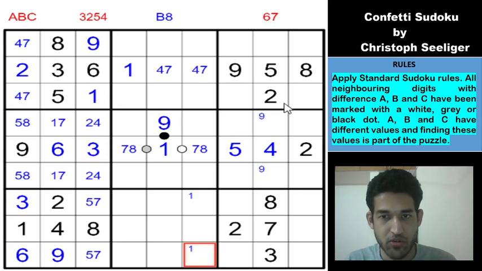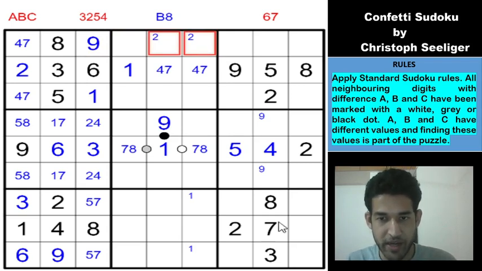Okay, so 2 can't go into these cells. So 2 must be in these 3 cells, but 2 can't go near the 9 because of difference 7. So 2 must be in these two cells. So let us look at column 8: 3, 4, 7, 8, 2, 5. So remaining candidates are 1, 6 and 9.